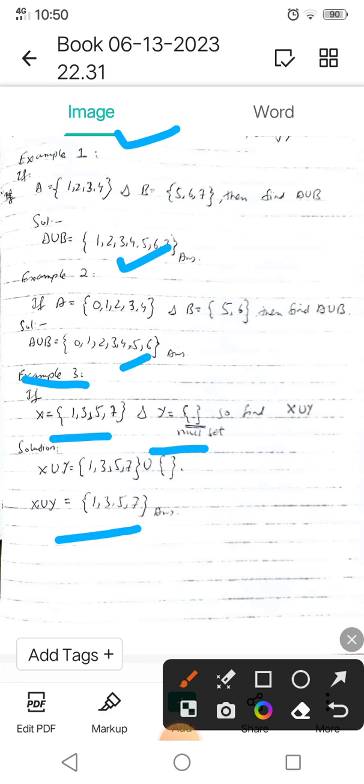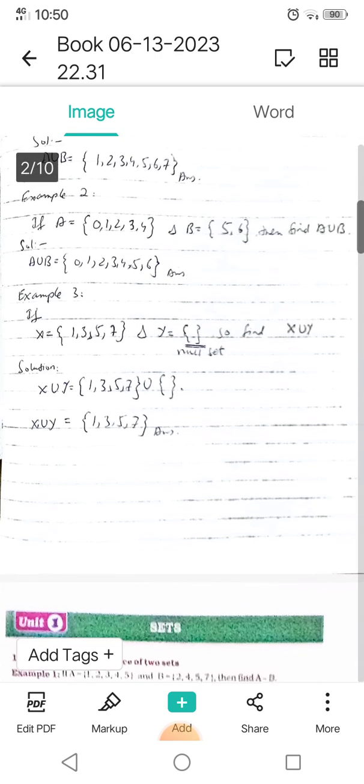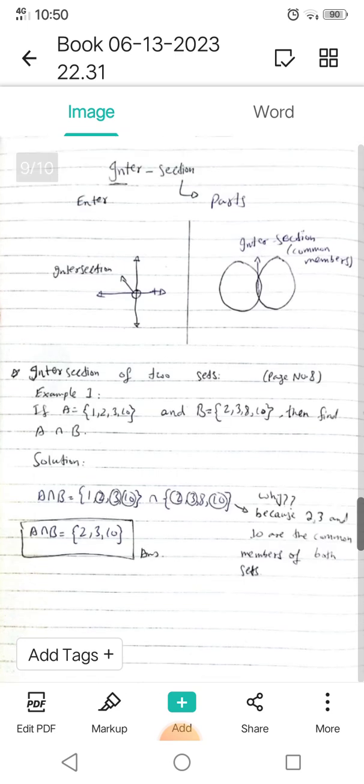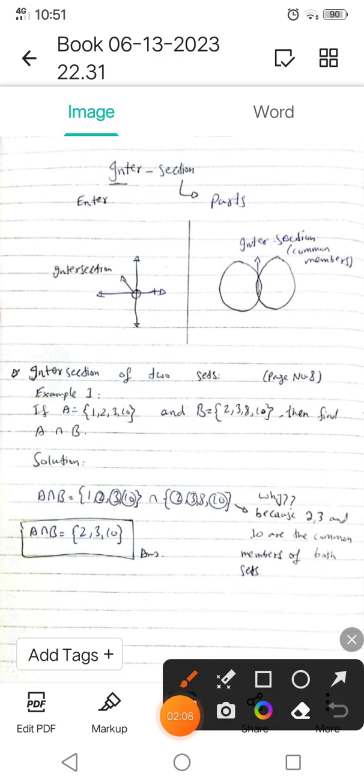Okay, but intersection is completely opposite to it. In intersection, I have made two diagrams for you, for making you understand better.